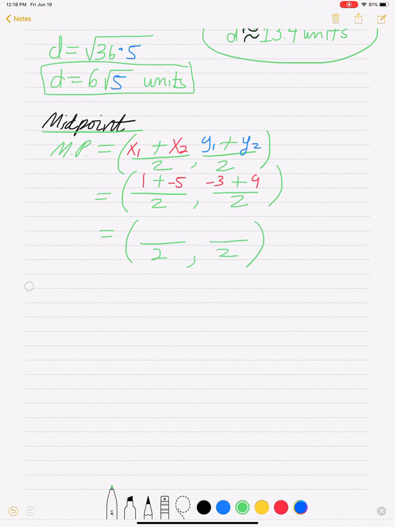What's 1 plus negative 5? 1 plus negative 5 is negative 4. What's negative 3 plus 9? Negative 3 plus 9 is 6. So what's negative 4 divided by 2? Negative 4 divided by 2 is negative 2. What's 6 divided by 2? That's 3. So negative 2, comma 3 is your midpoint. All right, so that's distance and midpoint.